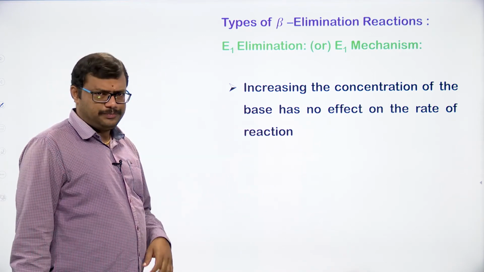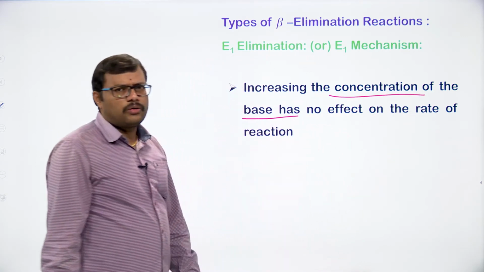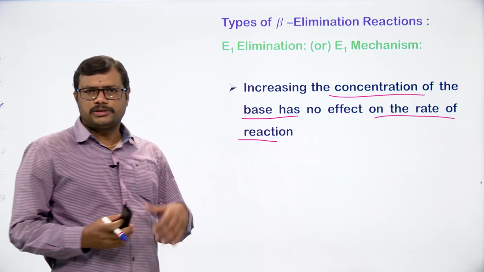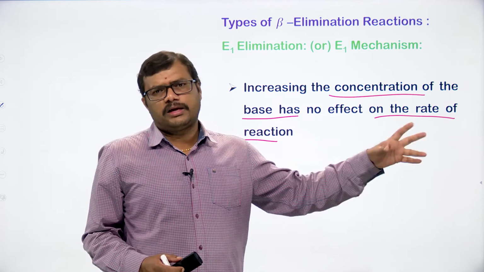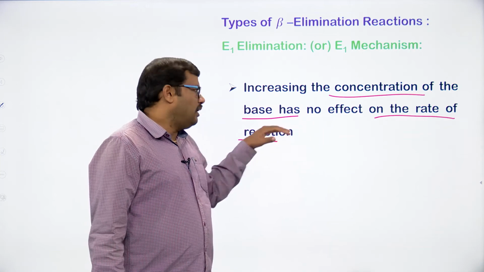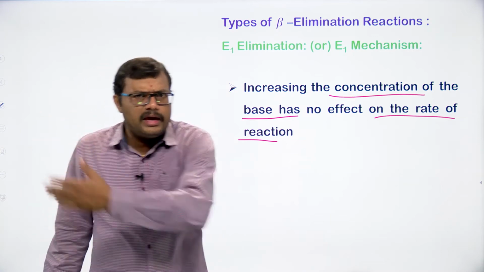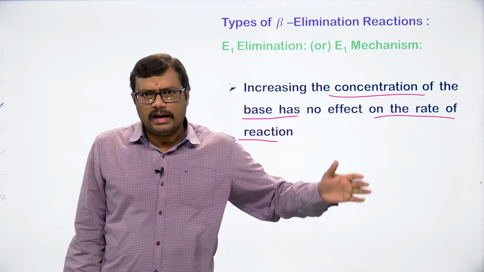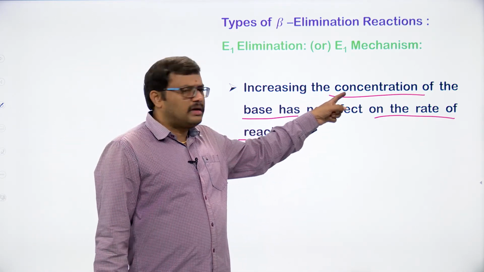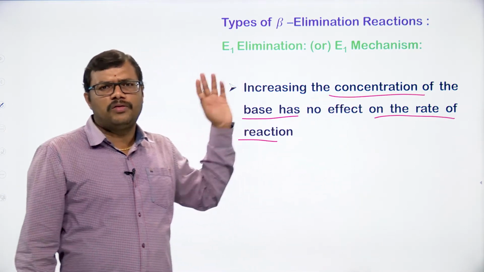When you observe this, in these reactions, the concentration of the base is not going to affect the rate of reaction. The rate of reaction, the speed of reaction, is not at all affected by the concentration of the base. So, the base does not have any effect on the rate, the velocity of the reaction, how fast the reaction is going. The speed with which the reaction is going is not affected by the presence or by increasing the concentration of the base. The base will not play any major role in this particular reaction.